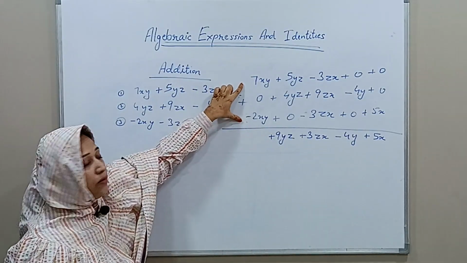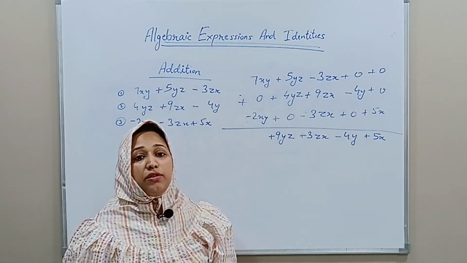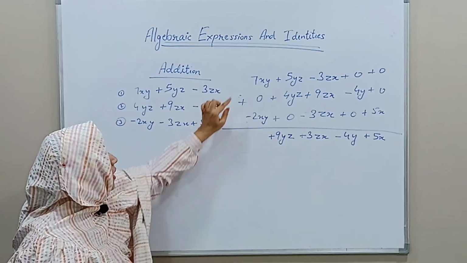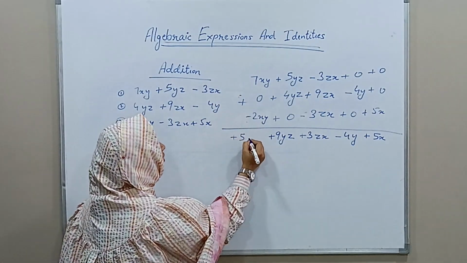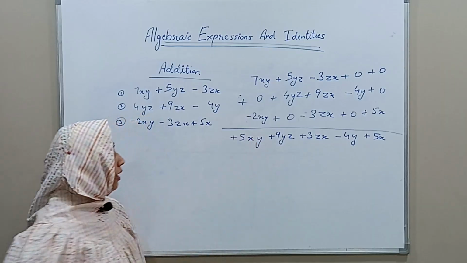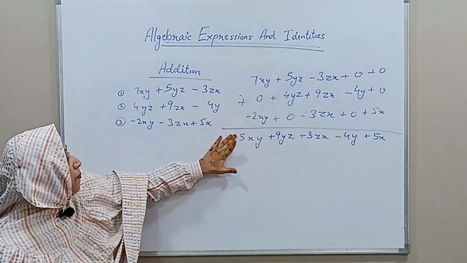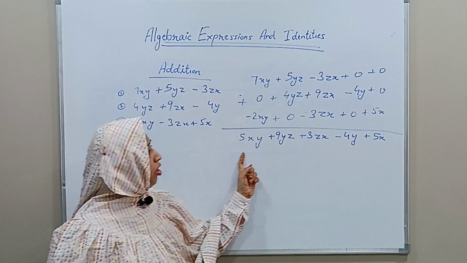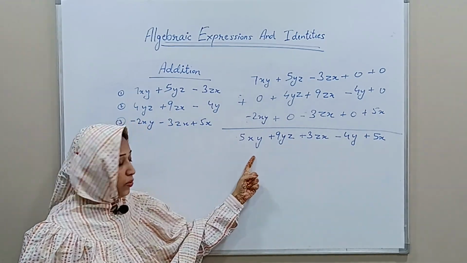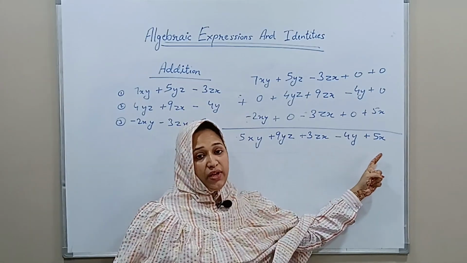7 plus 7 minus 2. The signs are different, so we will subtract. 7 minus 2 is 5, and the sign of the greater number, that is plus. So plus 5xy. Now for the first term, if you do not write plus, it is by default assumed that it is a positive term. So your answer is 5xy plus 9yz plus 3zx minus 4y plus 5x.